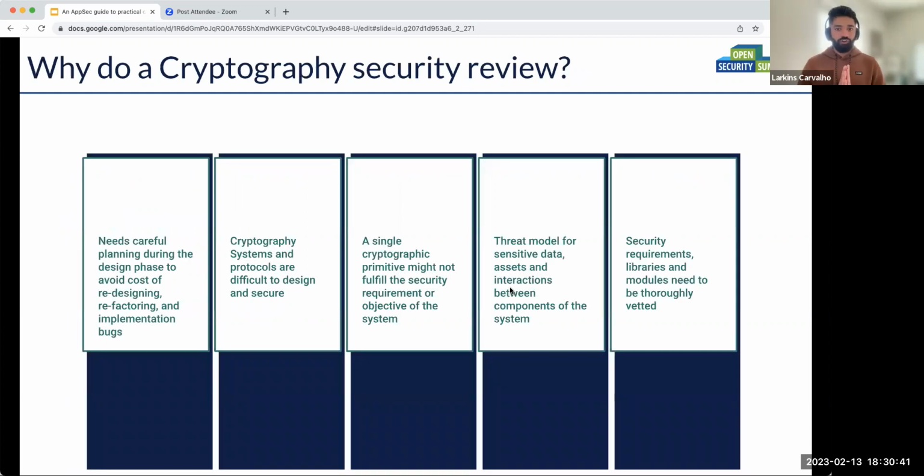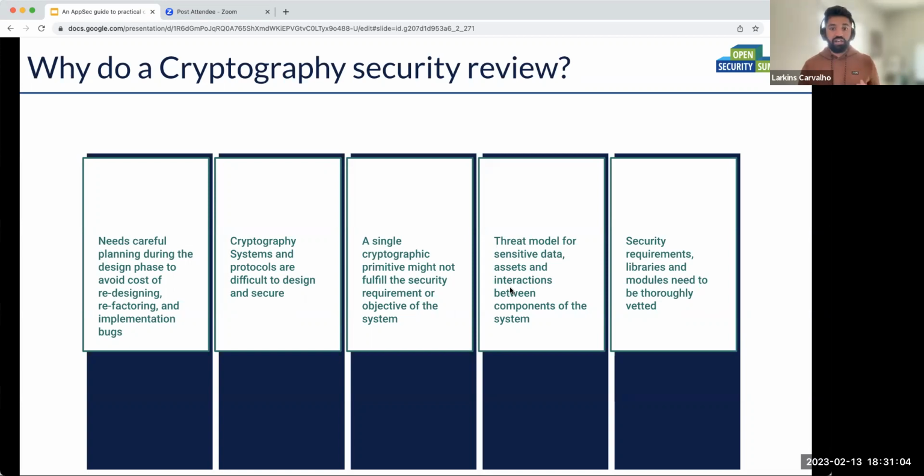So why do a cryptography security review? To make sure that the system is designed based on the security requirements and the claims, we need to understand what is the applicability. What is the data in transit, data at rest, data in use? What are the protection needs? What are different privacy laws, regulation needs, regulatory requirements?